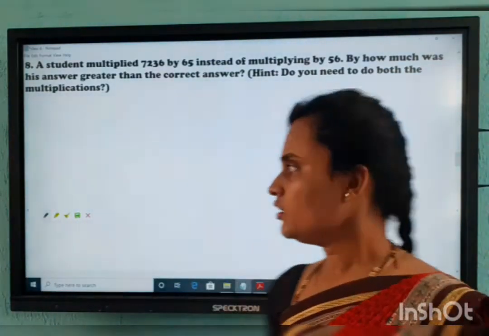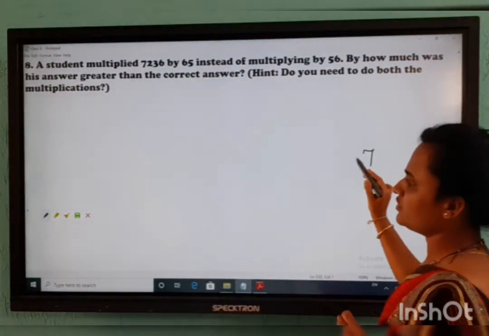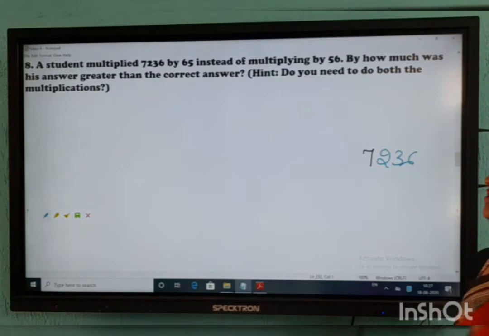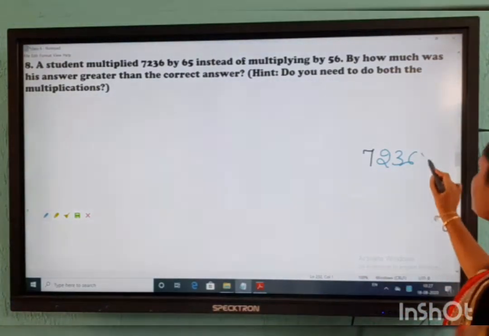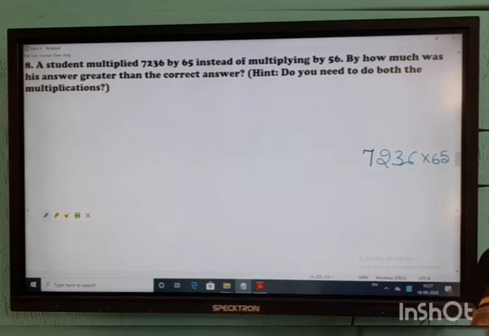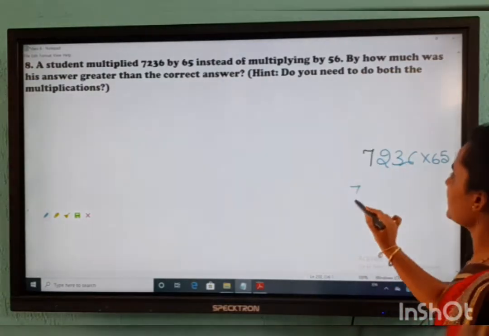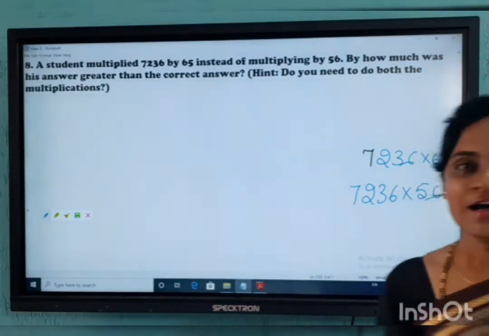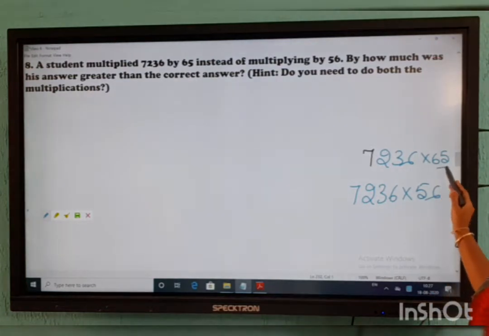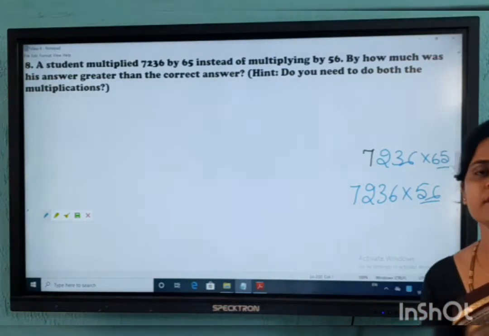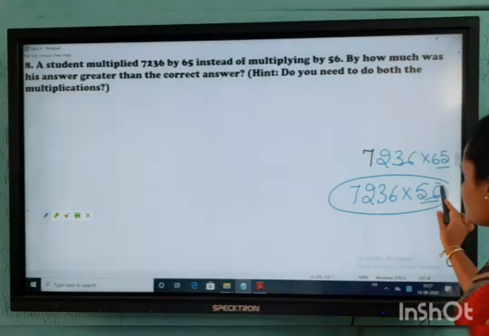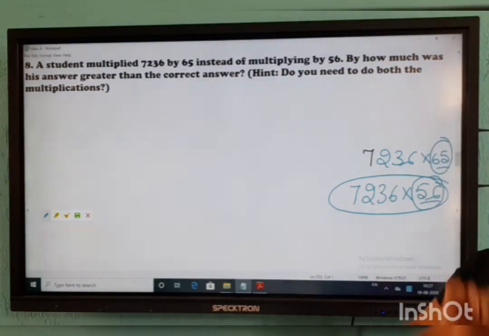Okay. There is a student where they are given you the number 7,236, to multiply by 65. But instead of multiplying by 56, she has to multiply like this, 56. You all will do these mistakes now. I think you all can remember you will do these mistakes, like reversing the numbers or by mistake you are taking the wrong questions, right? So the same happened here also with the student like you all. Okay. See, instead of multiplying with 56, she took the number 65.